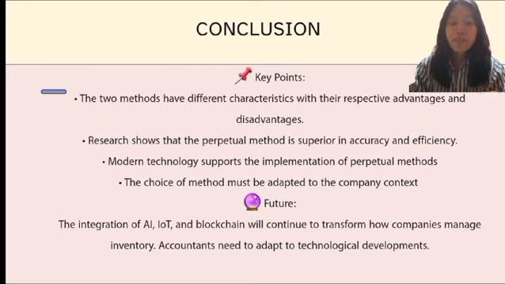Each of the periodic and perpetual methods has characteristics, advantages, and weaknesses that need to be understood for appropriate selection in the corporate context. Studies show that the perpetual method offers significant superiority in terms of accuracy, control, and operational efficiency, especially with modern technology behind it. But implementation requires careful consideration of such factors as cost, human resource, and technological infrastructure.